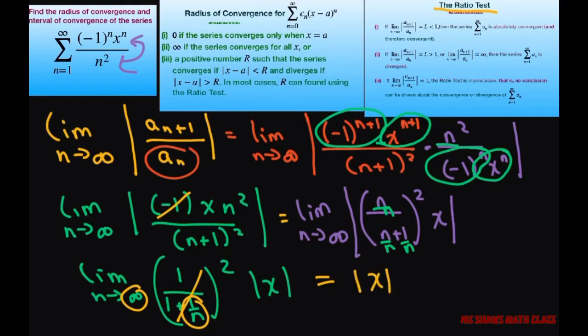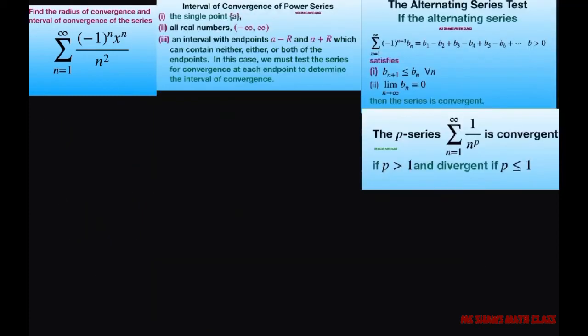Now, for this to be convergent, this is our L. Our L has to be less than 1. So that means since it's absolute value, we're going to have to test to get the interval of convergence, we're going to test for x equals 1 and x equals negative 1.